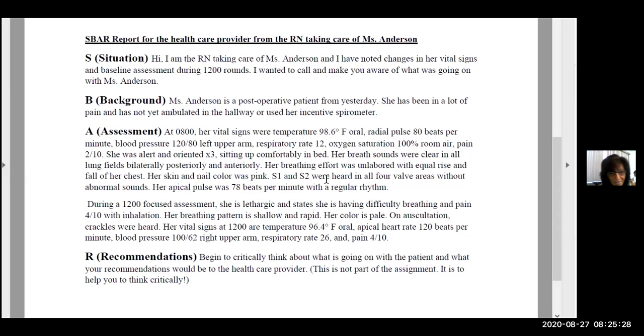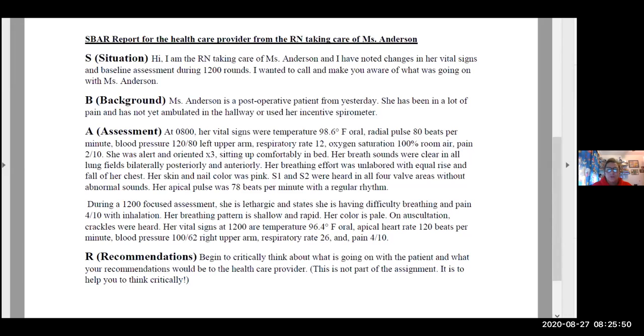Recommendations: begin to critically think about what's going on with the patient and what your recommendations would be. It's to help you think critically. I'll give you a whole lot of recommendations. Rewrite it and fix it. Because if you're telling me she's got a pulmonary embolism, which is a common sequelae to operative patients.